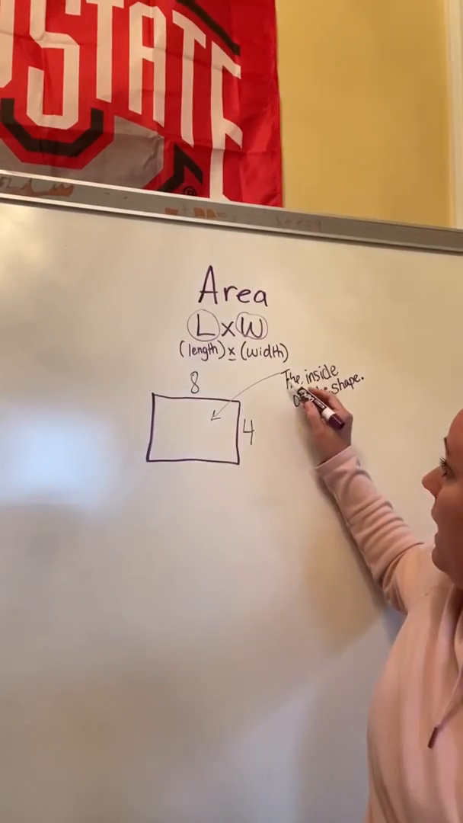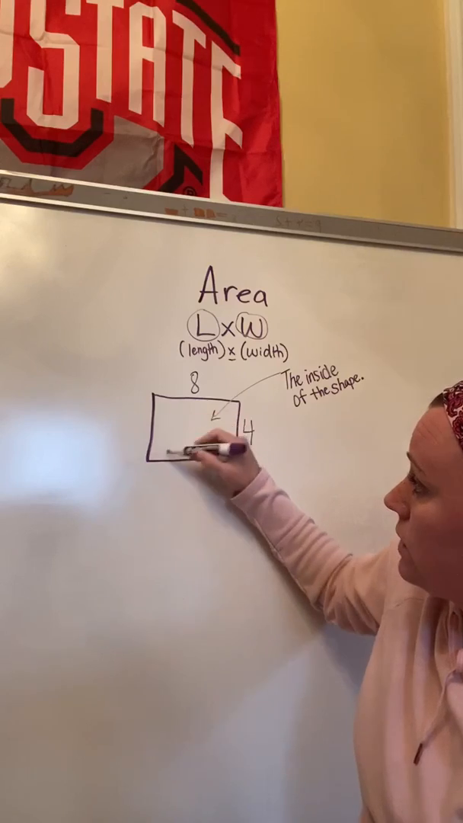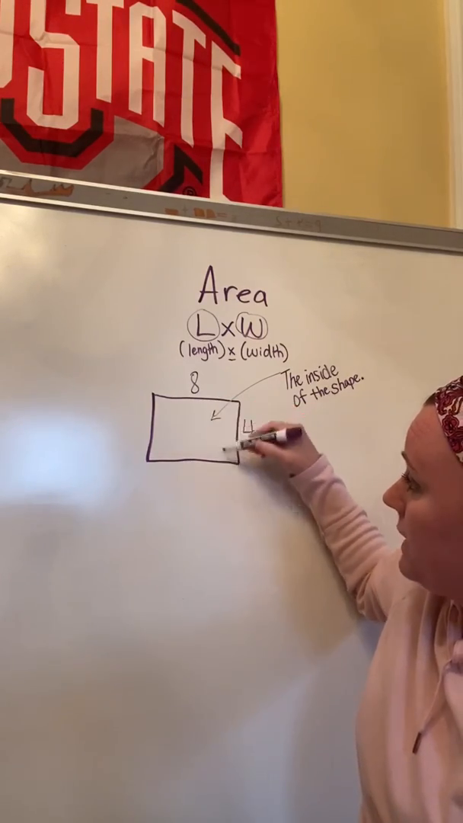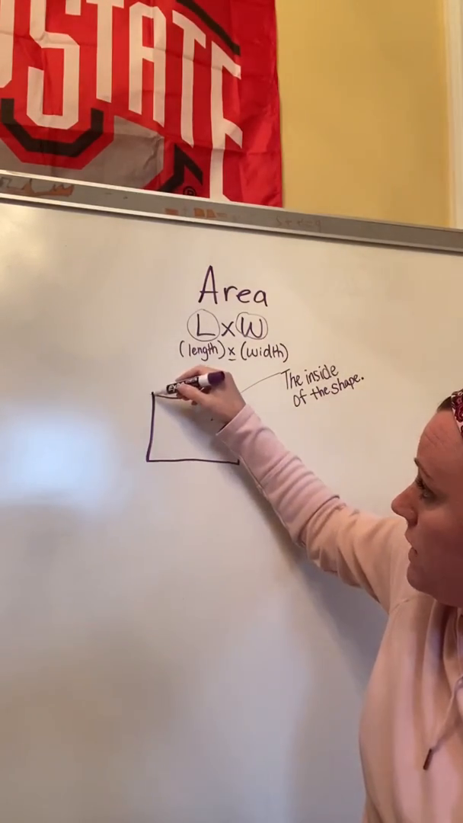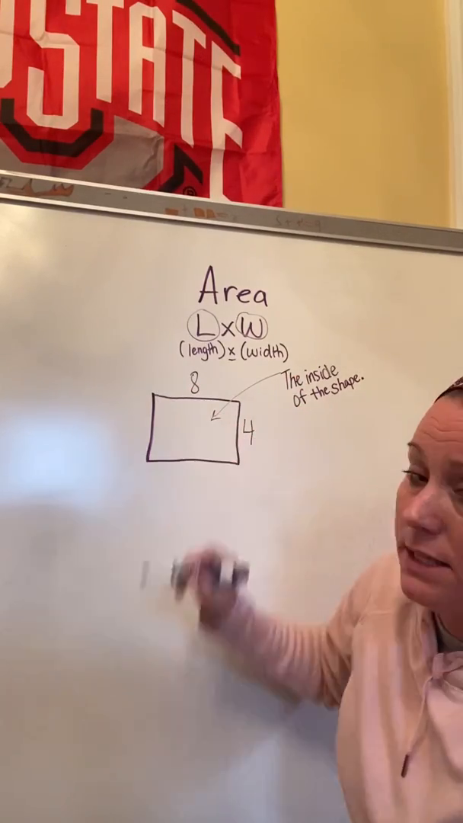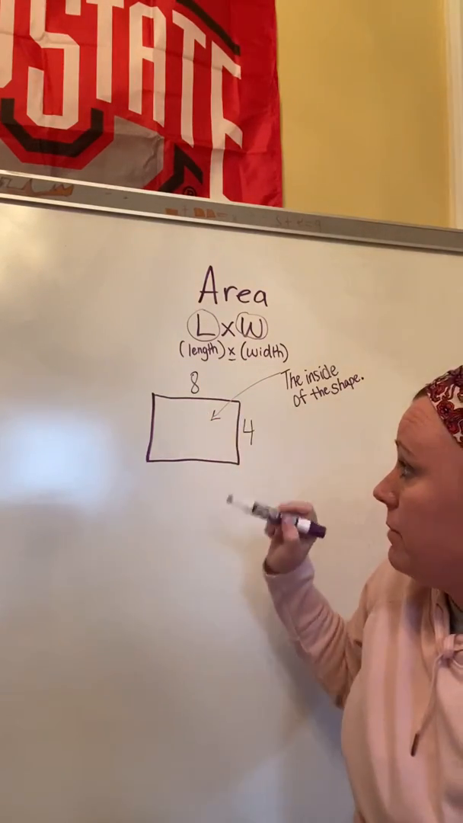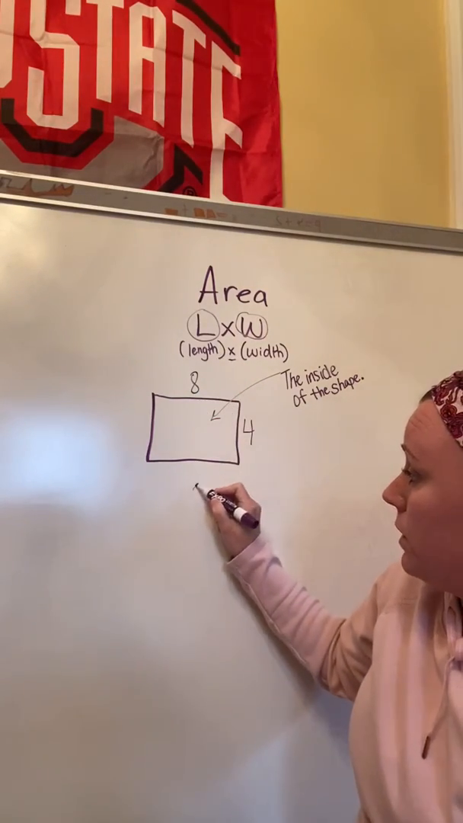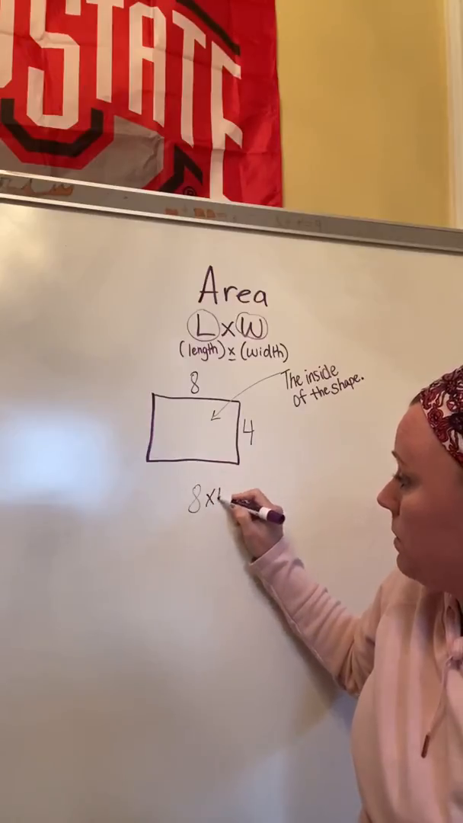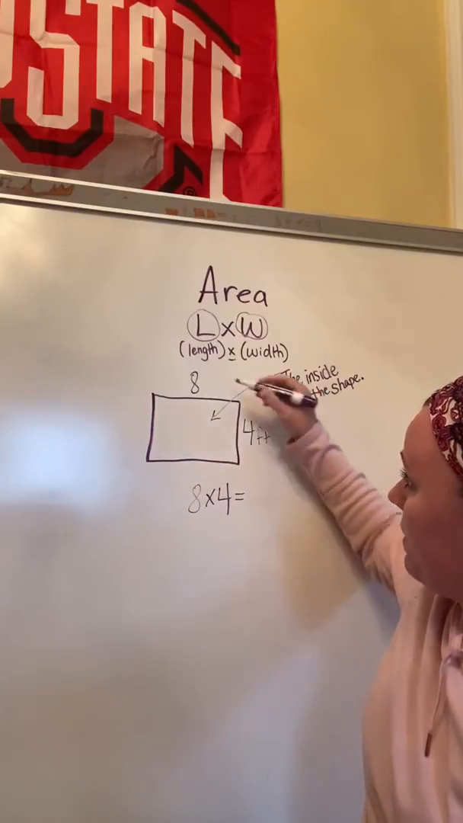So the area of a shape is the inside of the shape. So it is the space that is inside the shape. Of course, the outside of the shape is the perimeter. So the inside is the area. To find the area of this shape that I've drawn here, of course, we would do 8 multiplied by 4.